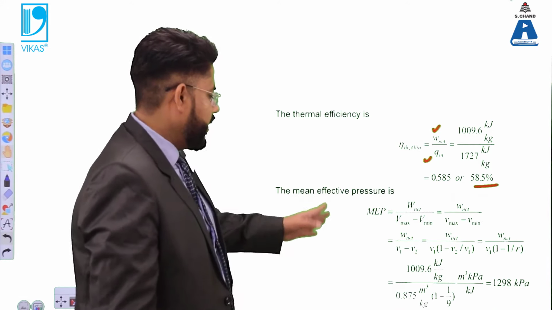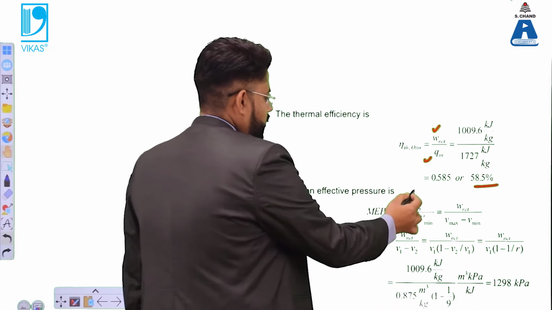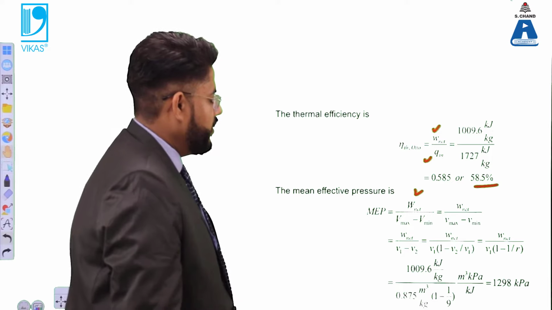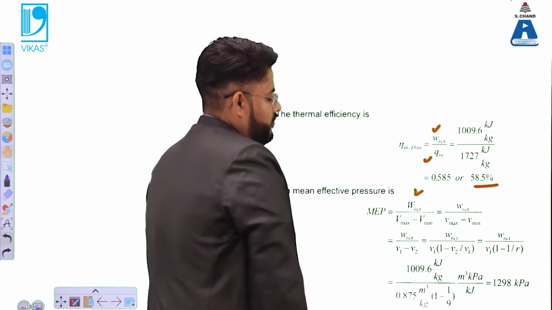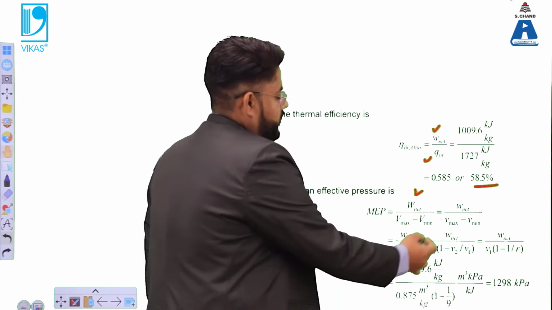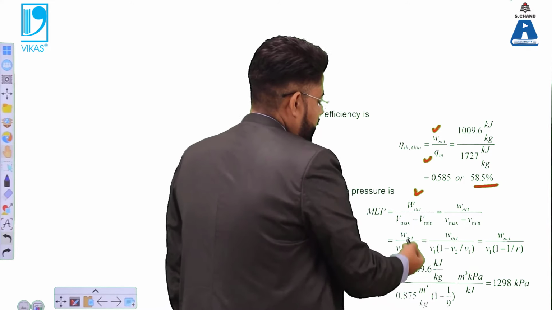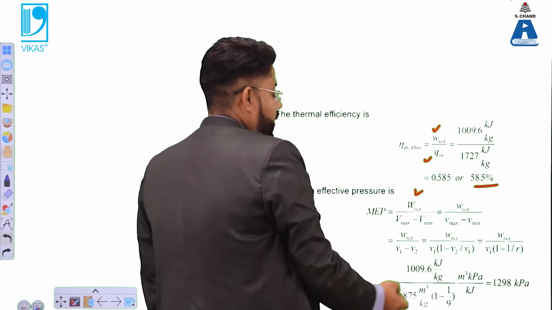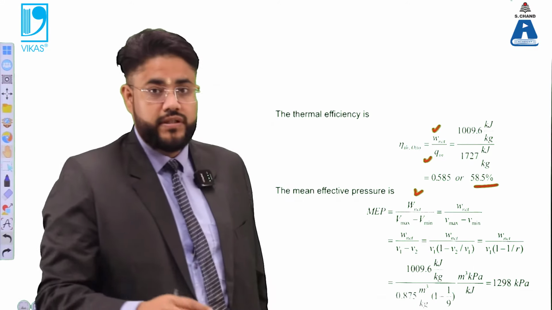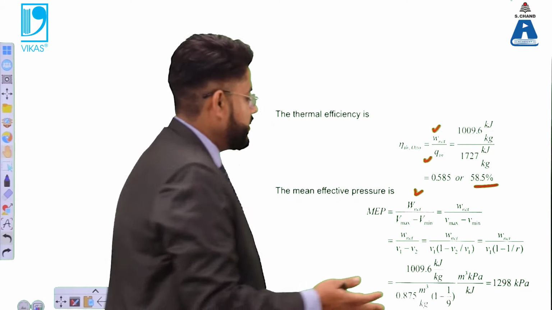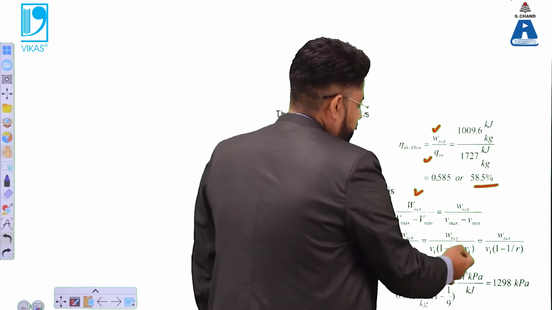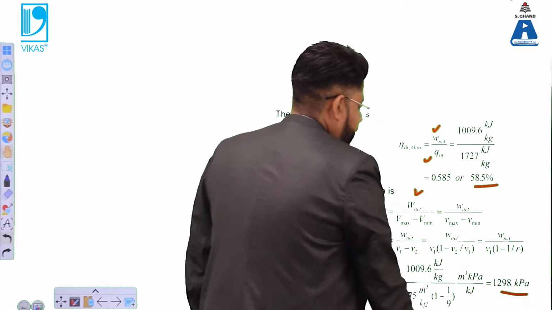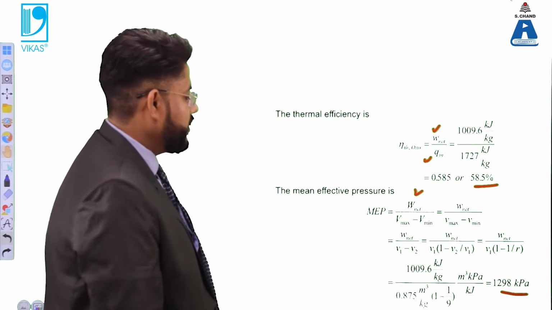Additionally, if mean effective pressure is required, we can use this formula, W net over V max minus V min. So per mass we can calculate W net over V max minus V min. So these values we already have, but we can convert these values in terms of that constant, and that constant is R. So W net over V1, 1 minus 1 over R.